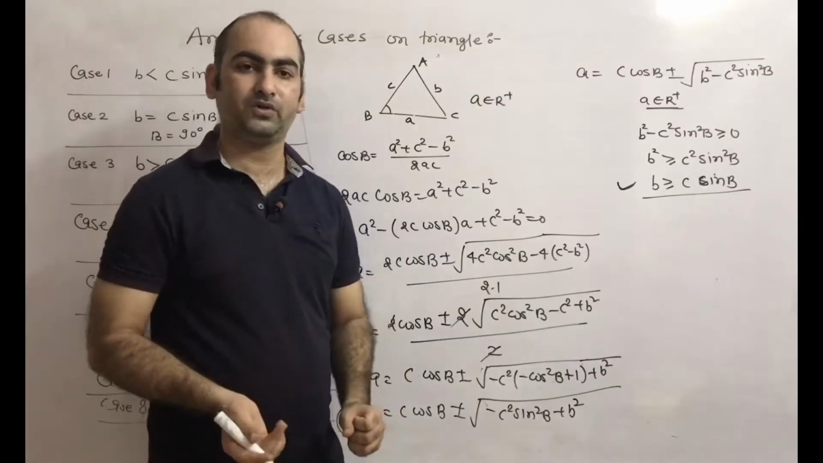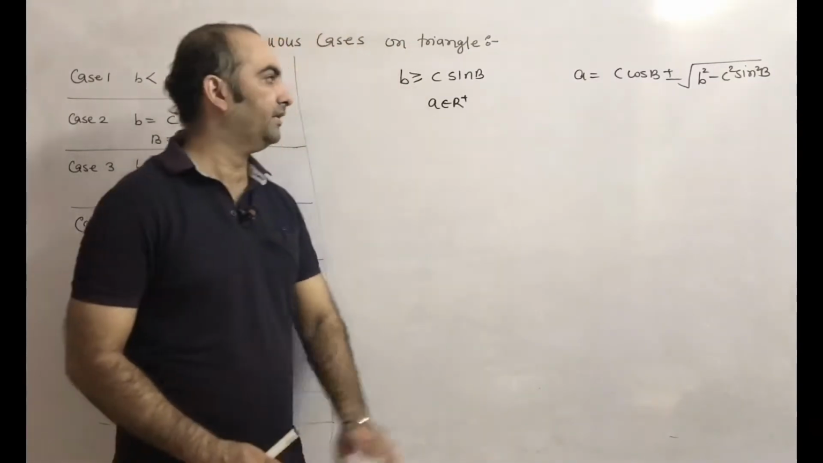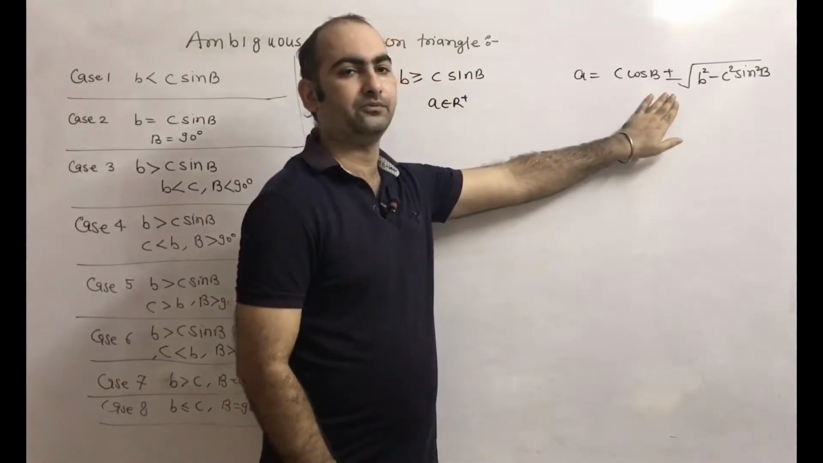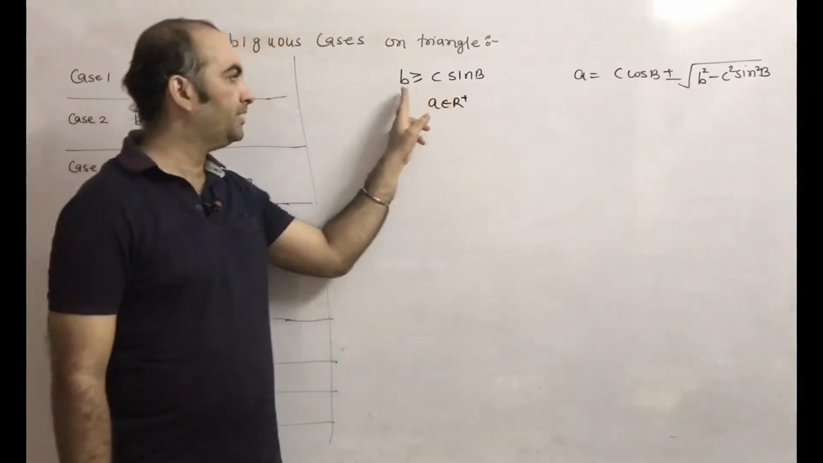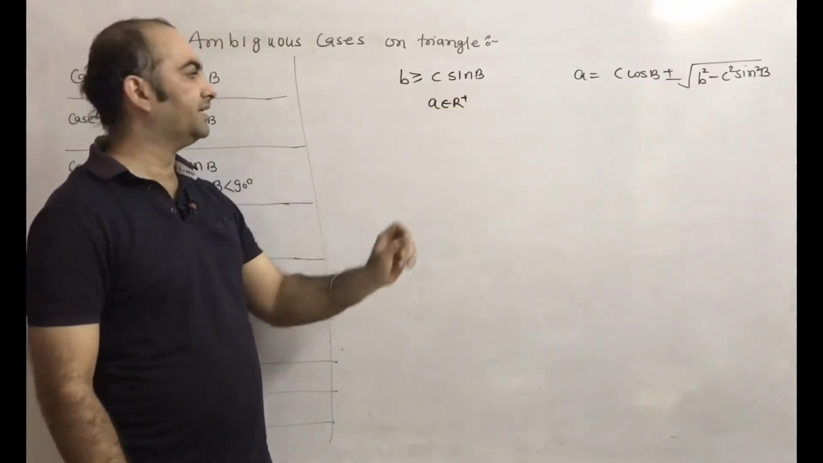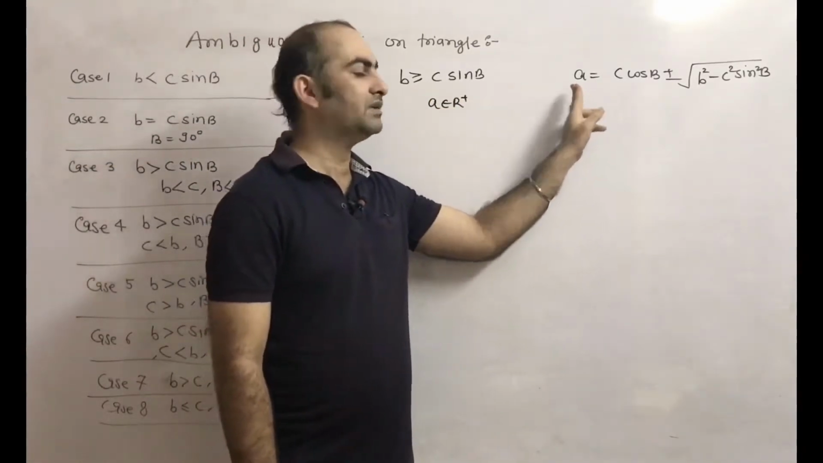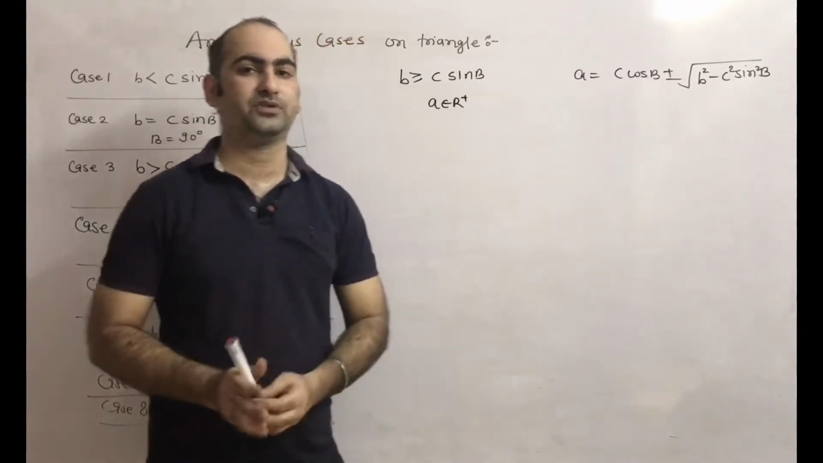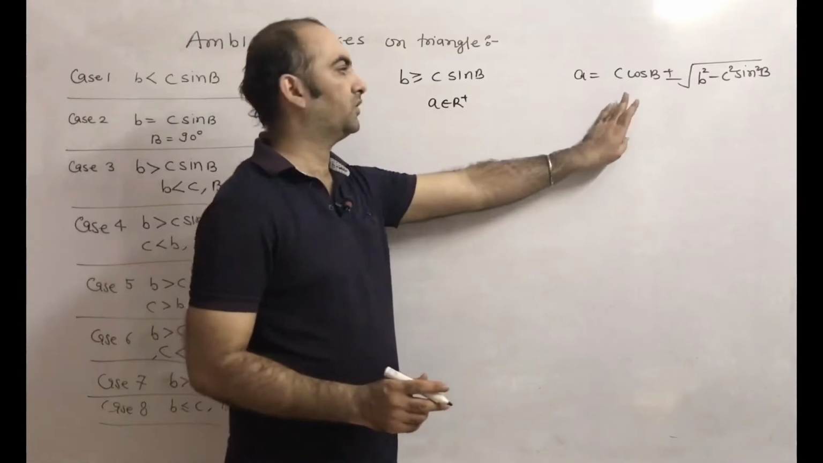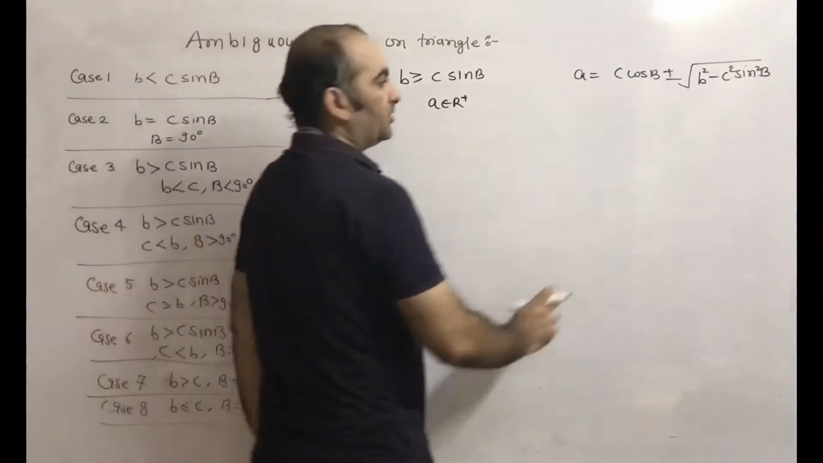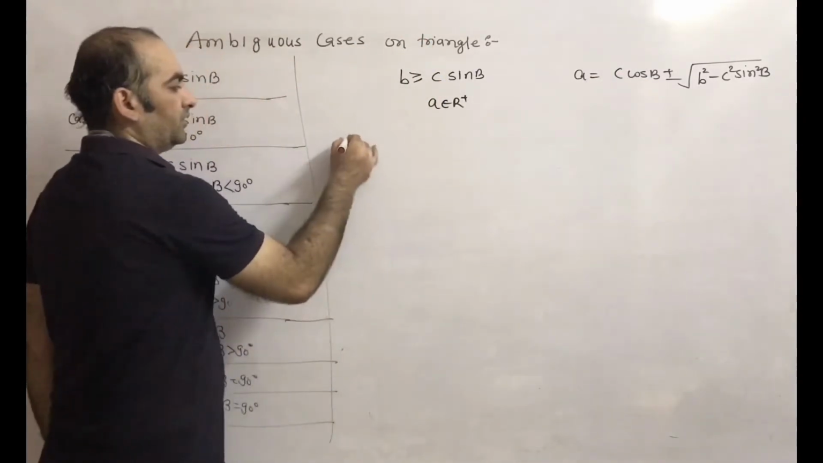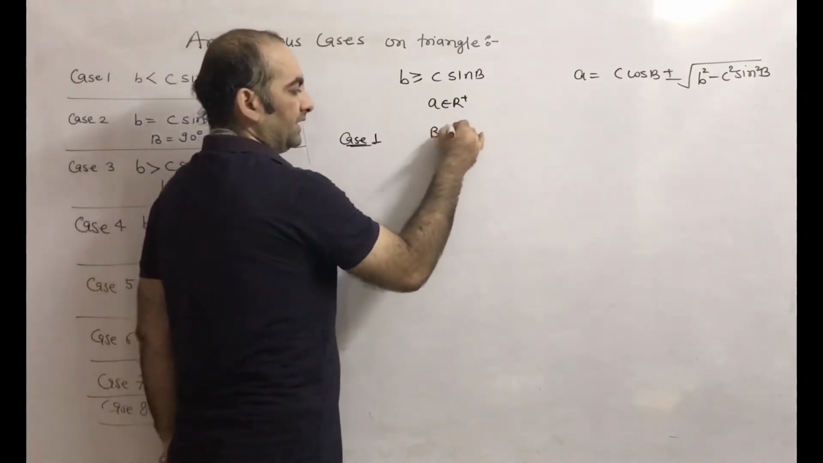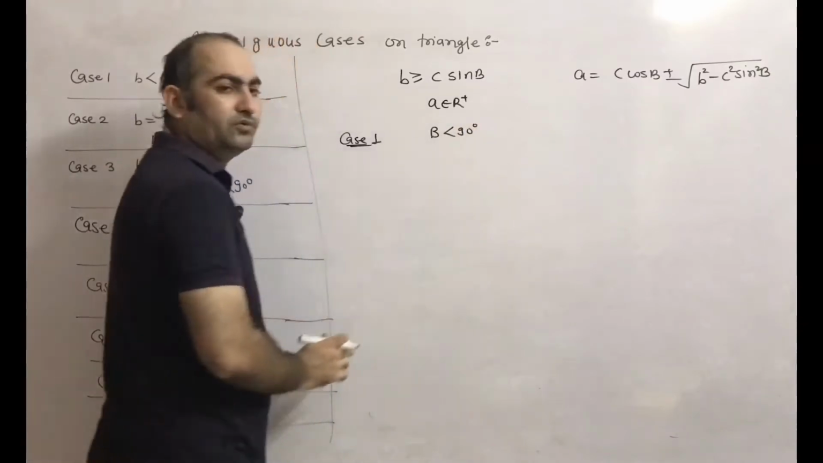The number of triangles depends on the a values. We have two values of a, one positive and the other negative. If the first condition is satisfied, b greater than or equal to c sin B, then the second thing we have to check is a. If a is positive, the triangle is possible. If a is not positive, the triangle is not possible. So we are checking one by one. The second thing depends on angle B. Here we take case 1: if B is less than 90 degrees, there will be two values of a.